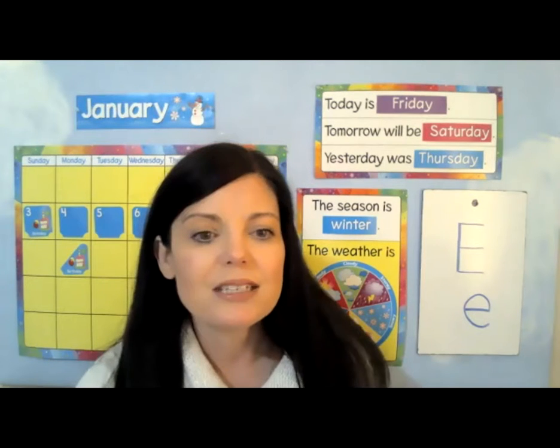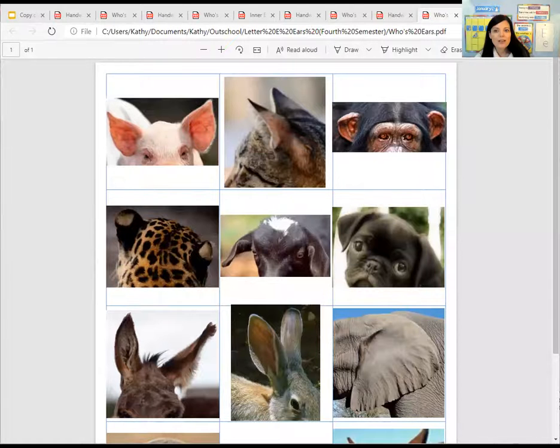Okay, what about this first animal? What animal is that? Whose ears are those? Nice job. Those are a pig's ears. Whose ears are these? It's a cat. Very good. Those are a cat's ears. Whose ears are these? They are a monkey's ears. Nice job.